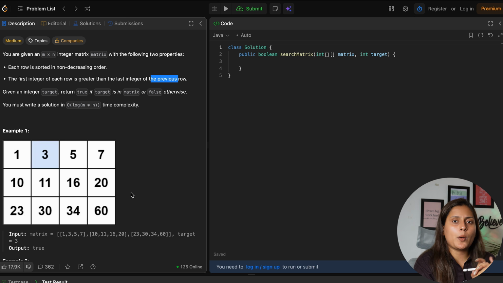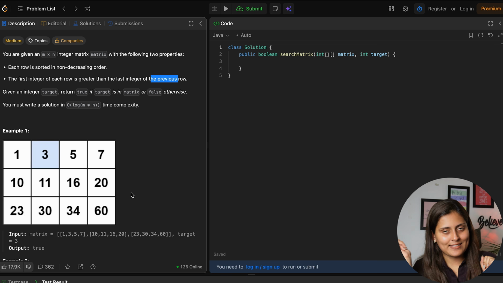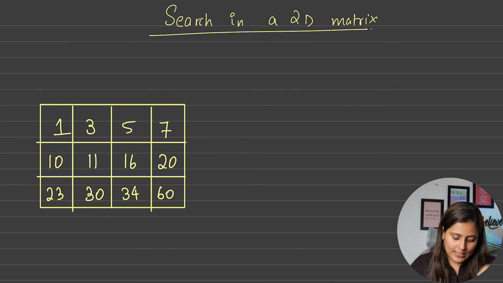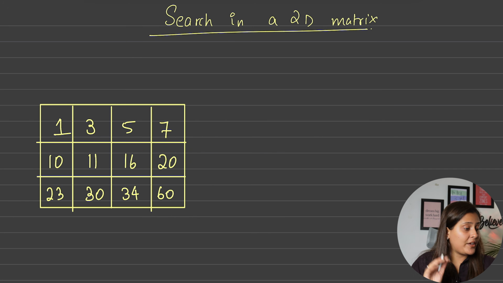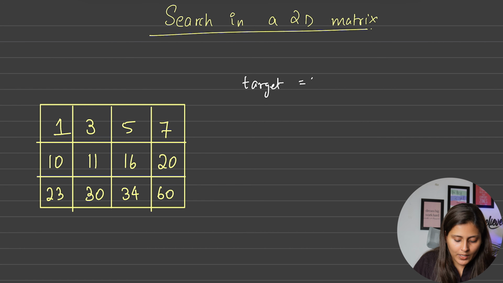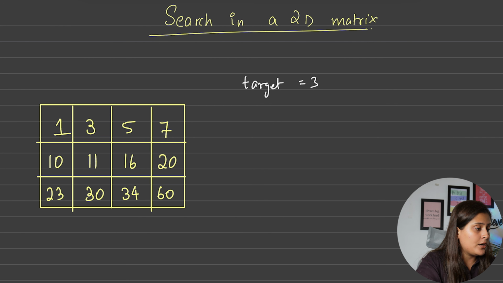And how can these two properties help us solve this problem using binary search logic, let's see. As you can see on the screen, 7 is lesser than 10, okay, 20 is lesser than 23, okay. Suppose the question asks us to search for a target, and suppose the target is 3. Your task is to return true if the target is found, or else false. You must write the solution in O(log(m cross n)).